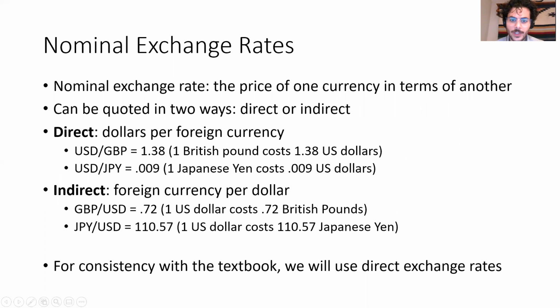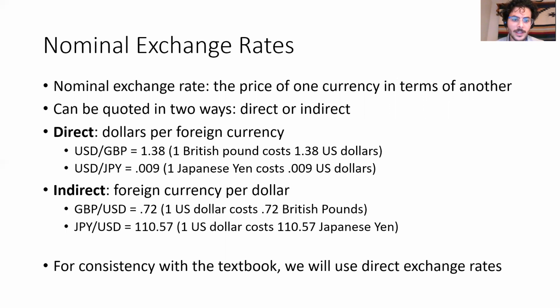The nominal exchange rate is the price of one currency in terms of another. This is like the relative price of two goods, but it's in terms of currencies. So we're comparing two different currencies and looking at the price of one in terms of the other. There are two ways to quote this, called the direct or indirect exchange rate. But really, this is just, which currency are we quoting the price in? The direct way is the US-centric, or dollar-centric way. This is the amount of dollars per unit of foreign currency.